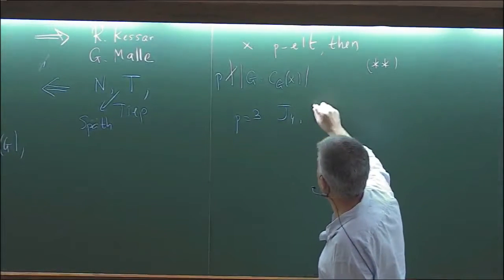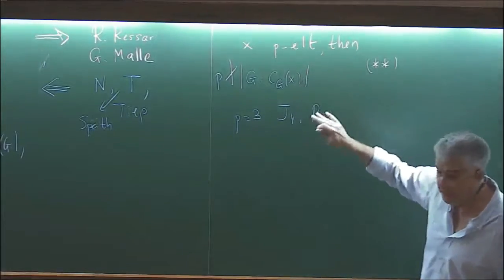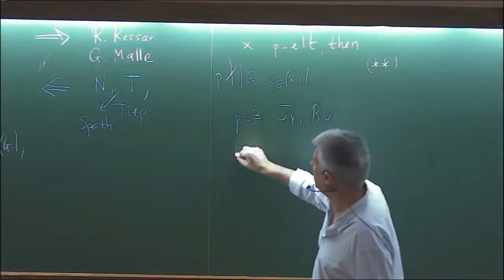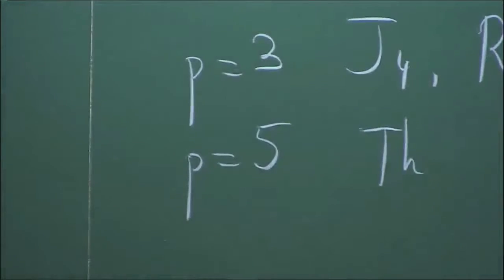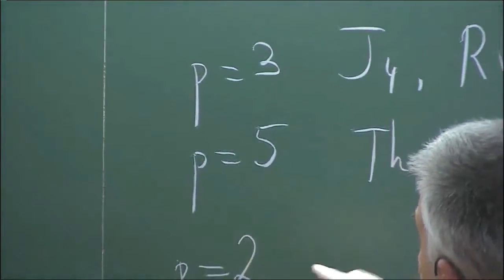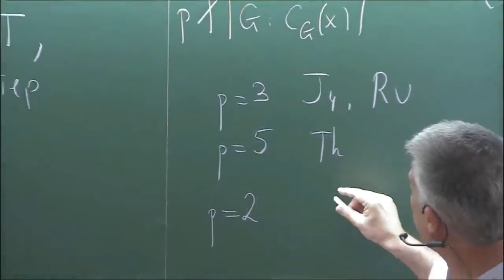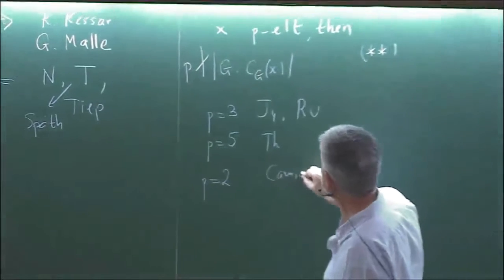I think it's J4 and Rudvalis. These are counterexamples for P equals 3. And there is one also for P equals 5, which is the Thompson group. In the positive, for P equals 2, this was true, and this is a theorem by Kamina and Herzog.